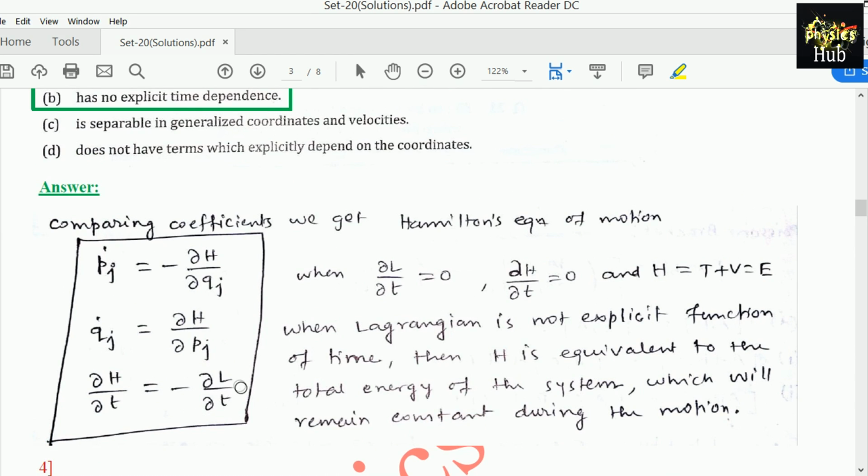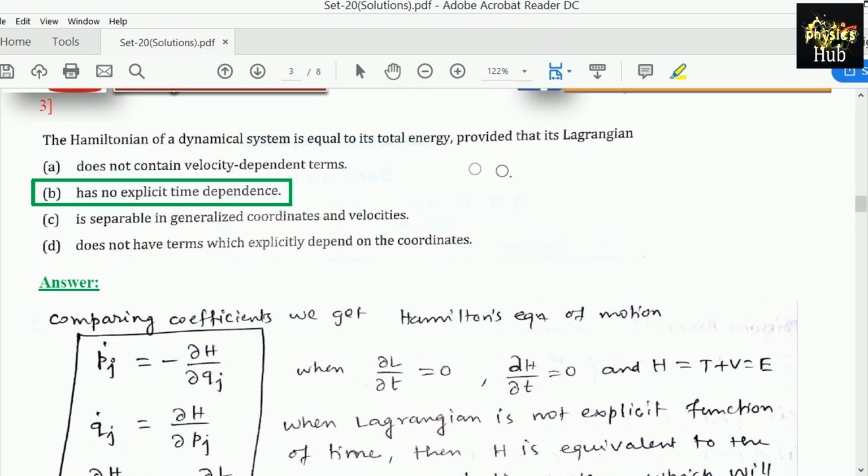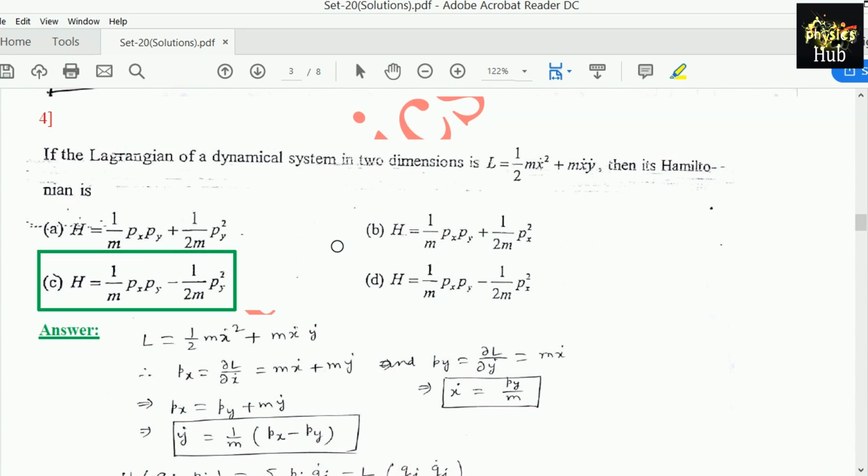Now as you can see, if L does not contain any term related to time, meaning L is independent of time, then this term becomes 0, and if del h by del t equals 0, then h is conserved. So when the Lagrangian is not an explicit function of time, then h is equivalent to the total energy of the system, which will remain constant during the motion. So the Hamiltonian will equal the total energy if the Lagrangian has no explicit time dependence. So option 2 is the correct option.